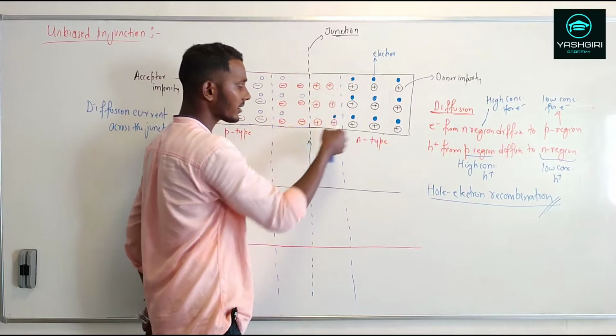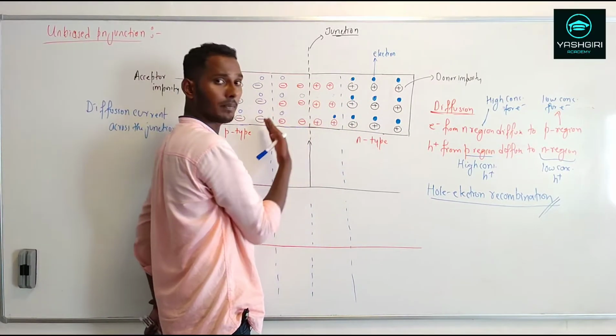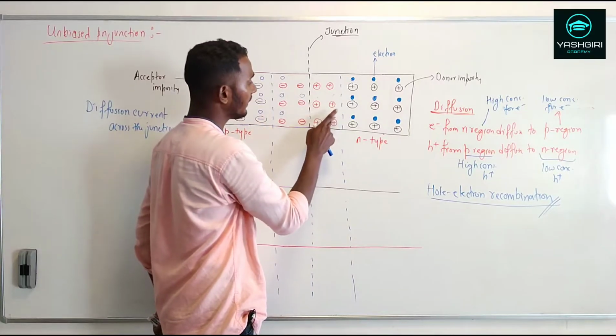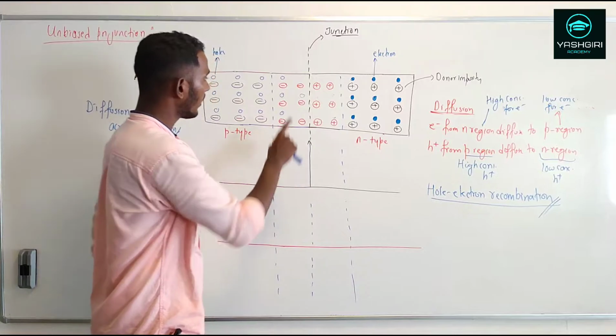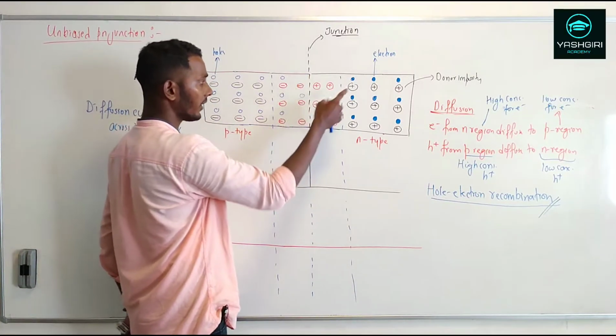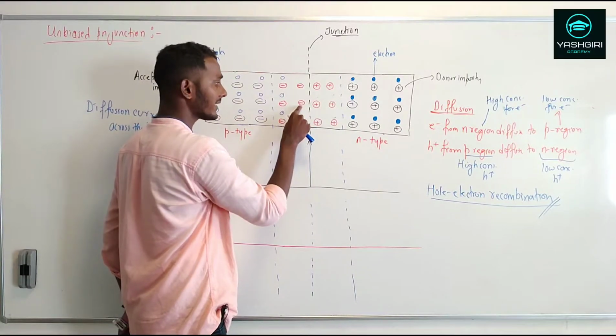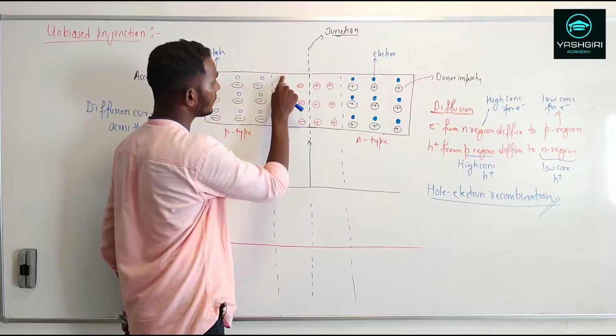And as this process continues, as this diffusion of the electrons from the N side to the P side continues, it will leave a layer of positive charges on this N side. Now the same thing is applicable for the P type. The holes are getting recombined, so it is leaving an ionized acceptor on the P side, which is carrying a negative charge over here.